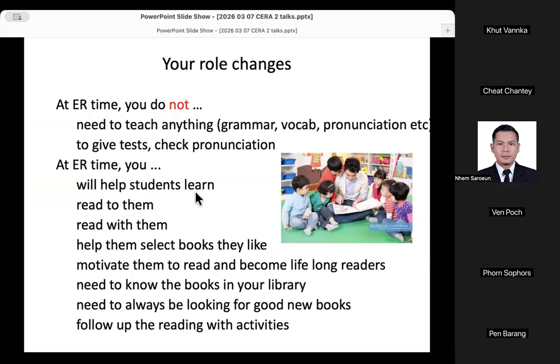You read to them or you read with them. You help them select books. So while the students are reading, some of them are finished. They go to your library, look at some books. You give them some advice about the books. You help to motivate them. You need to check that they understand the reading that they have been doing, and so on and so on. So what's happening here is that your role is changing. So this means that you need to know the books in your library, and you always need to be looking for good books. And you can follow up the reading with some activities, yeah?